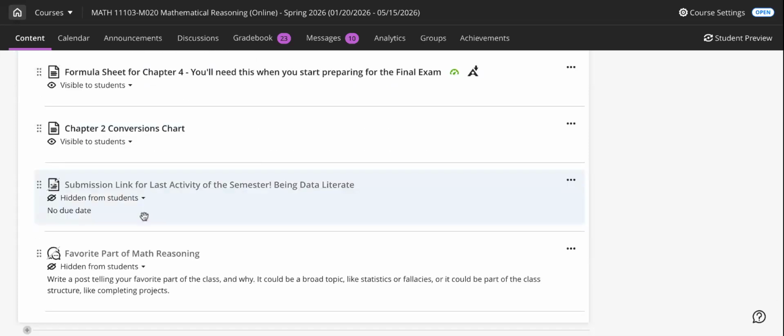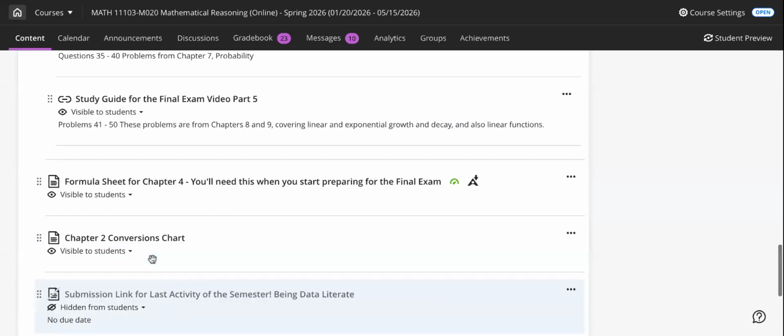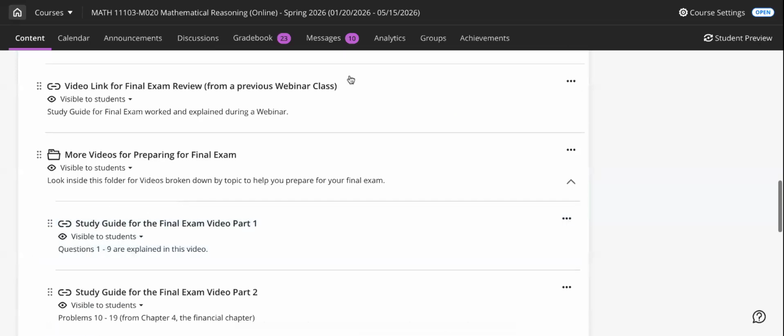I did not make you do these projects, so that's why they're hidden from you. But the rest of the stuff is here. So if you need it, you can use it.